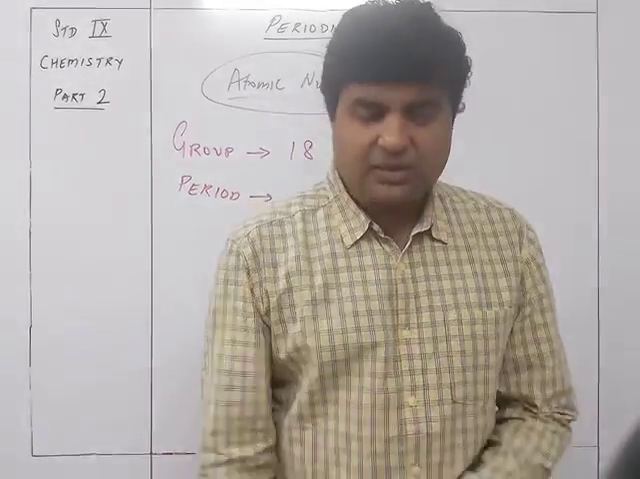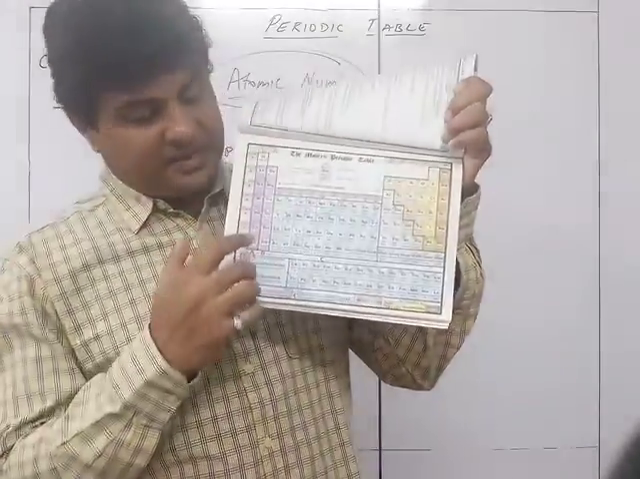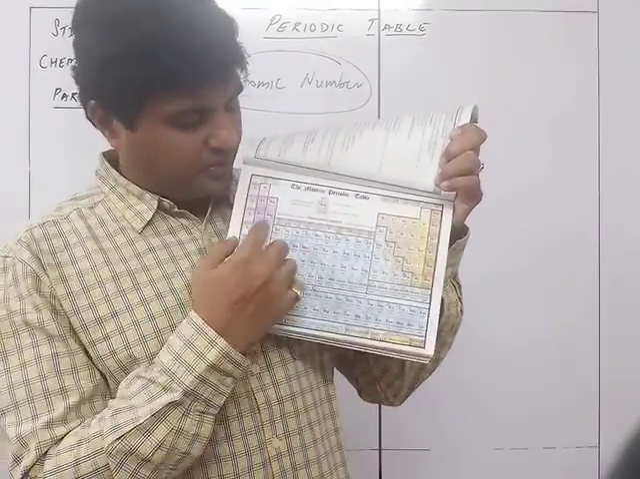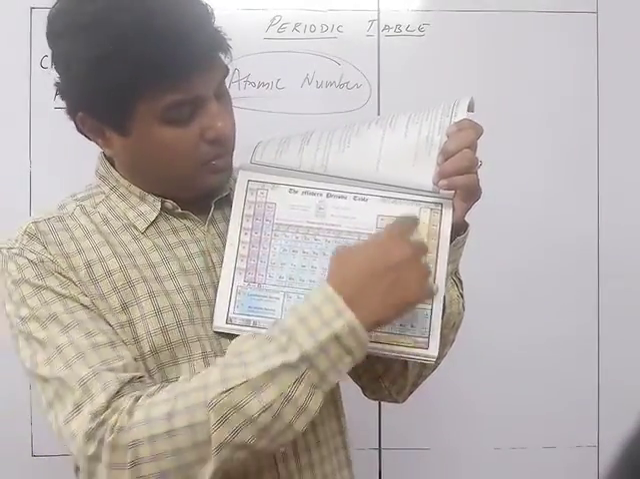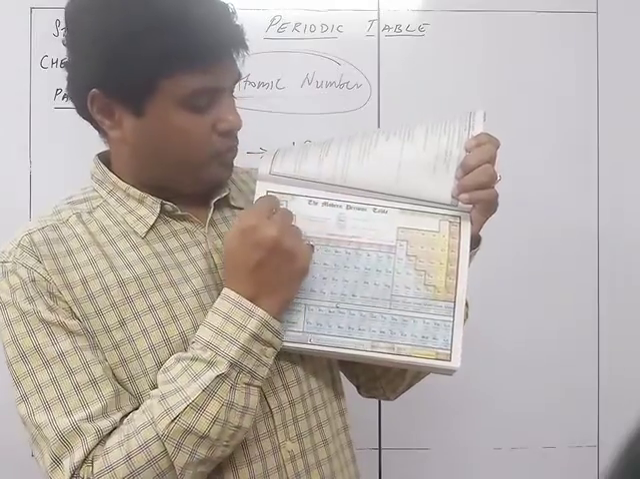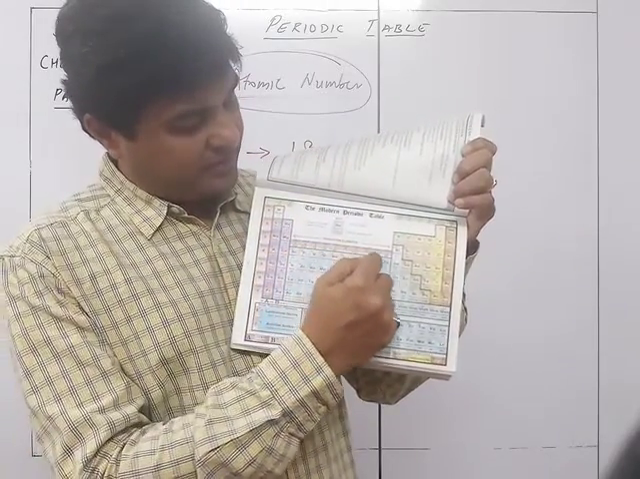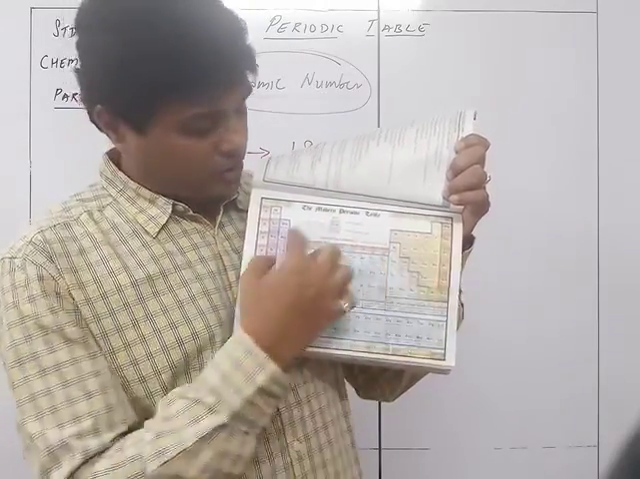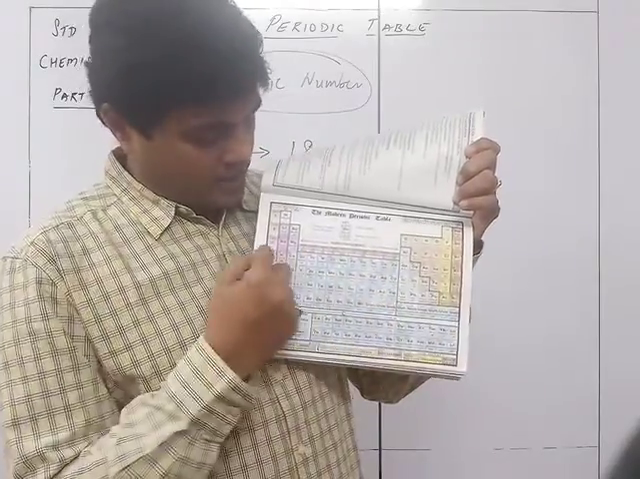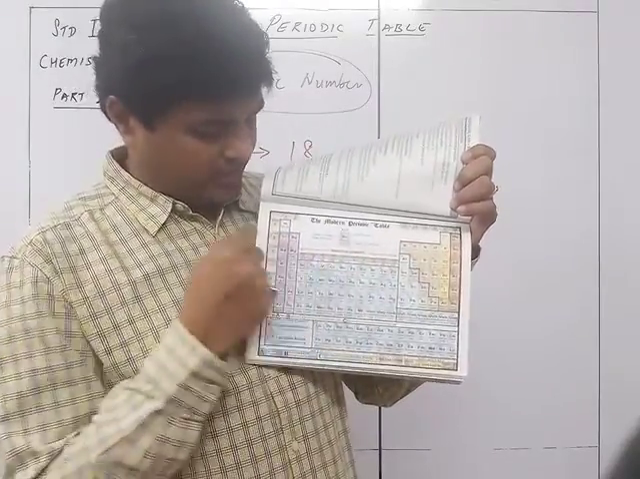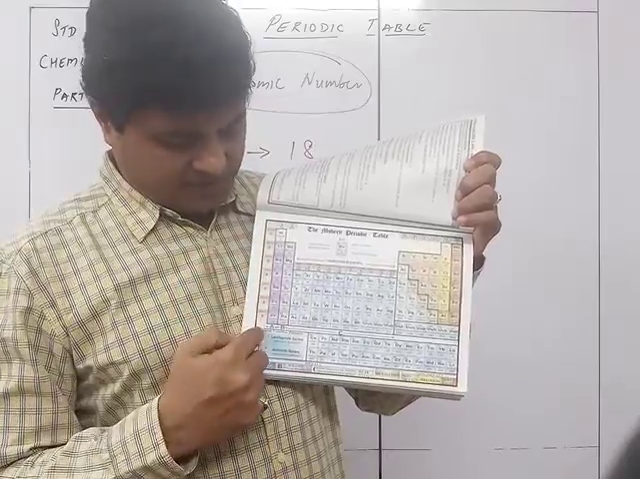So this is the periodic table. You can see this is the periodic table. This periodic table has got 18 groups. So these are the 18 groups, 1, 2, 3, 4, 5, 6, 7, 8, 9, 10, like this up to 18. So these are the groups and these are the periods. You can see 7 periods are there, 1, 2, 3, 4, 5, 6, 7.